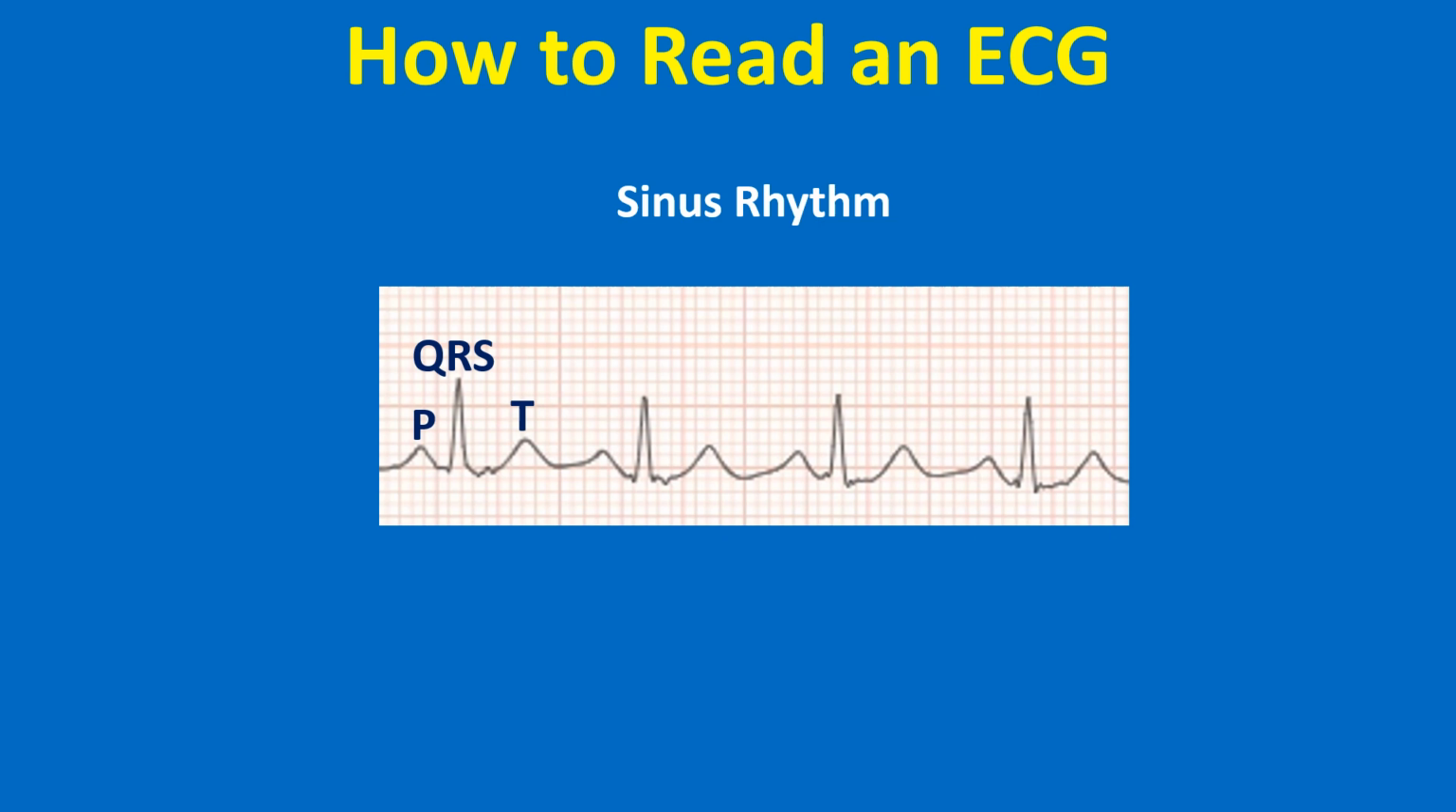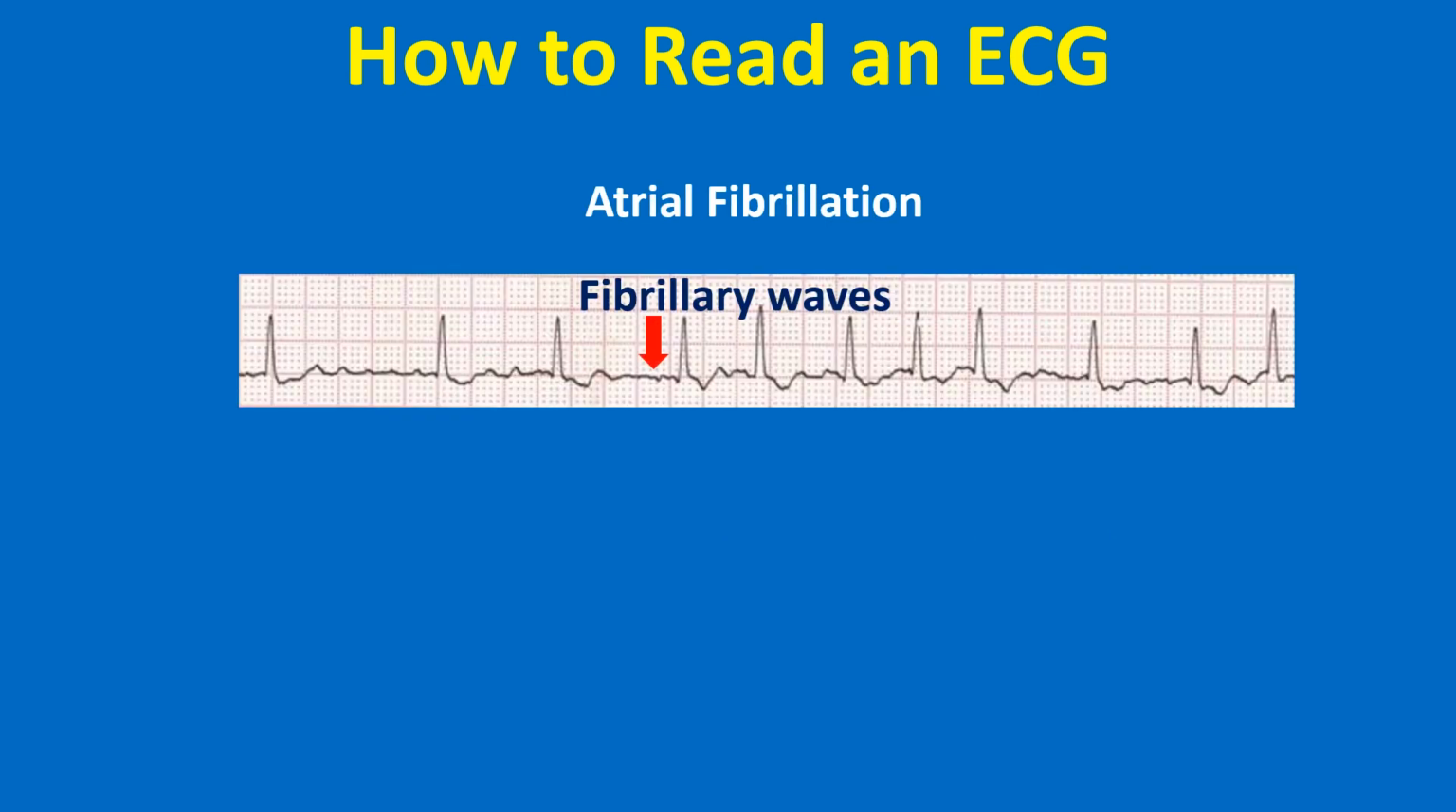If each P wave is followed by a QRS complex in a regular sequence, it is usually sinus rhythm. If the rate is between 60 to 100 per minute, it is called normal sinus rhythm. Sinus bradycardia has a rate below 60 per minute and sinus tachycardia a rate above 100 per minute. In atrial fibrillation, there are no P waves. Instead, there are irregular fast fibrillary waves. RR intervals are totally irregular.